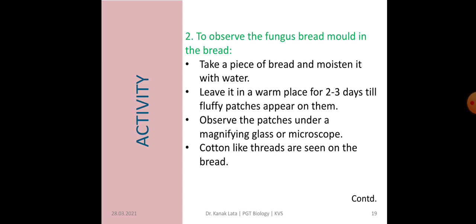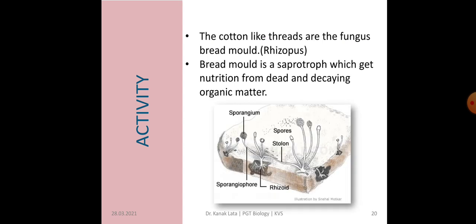microscope. You will find that some cotton-like threads are seen on the bread. This is the bread mold, that is rhizopus. These cotton-like threads are the fungus bread mold, and this is also called rhizopus. So bread mold is a saprotroph that gets nutrition from dead and decaying organic matter. Here the bread mold is getting nutrition from the moist bread. So it is a saprotroph. In the figure you can see the bread mold.